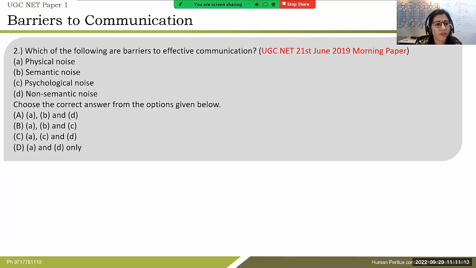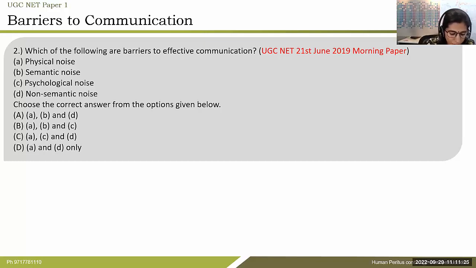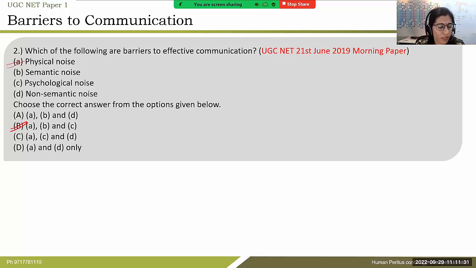The next question is, which of the following are barriers to effective communication? All right. Number one is physical noise. Semantic noise, psychological noise, and non-semantic noise. So here the answer would be A, B, and C. Why? Because physical noise, there are various kinds of barriers. I hope you must have read all of the barriers which are there for effective communication.